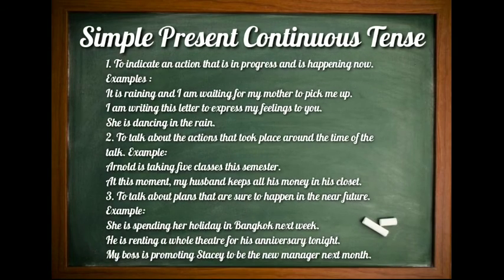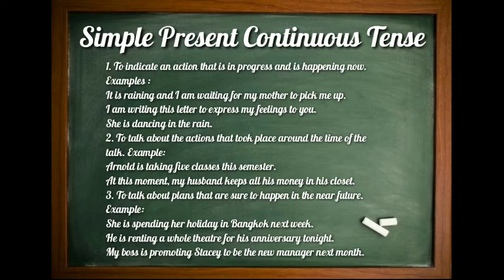Well guys, as we know, the present continuous tense is a tense that is used to describe an ongoing situation. However, in its use, there are some conditions that you need to know. The first is that the present continuous tense is used to indicate an action that is in progress and is happening right now. For example, it is raining and I'm waiting for my mother to pick me up.